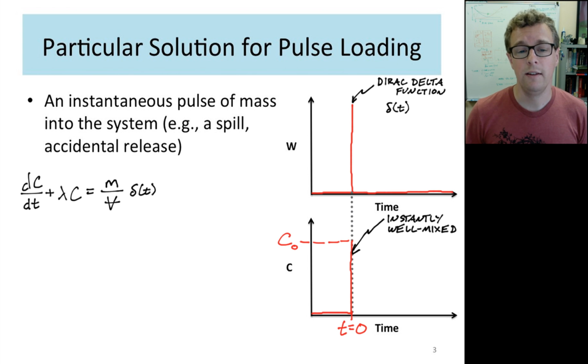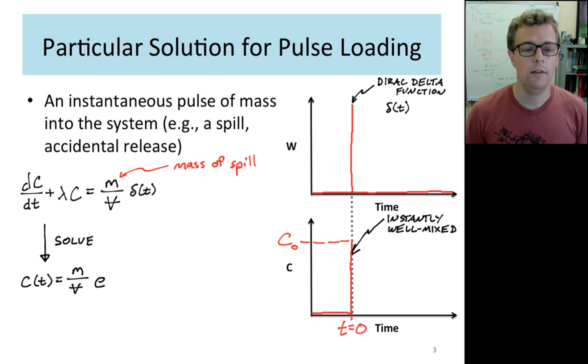You would write it like this, strictly speaking, where that lowercase m is representing the mass of spill into the system. And so if we separate variables and solve, we can find that our concentration through time is still described by a simple exponential decay, and that C0 is simply calculated as the mass per unit volume.